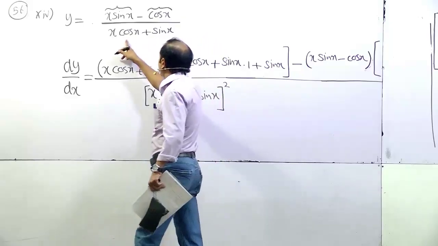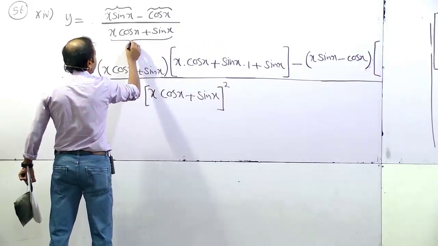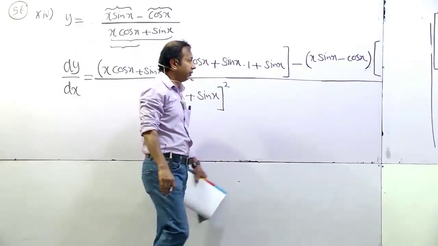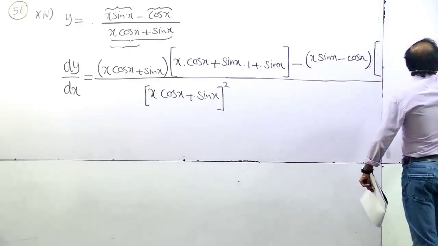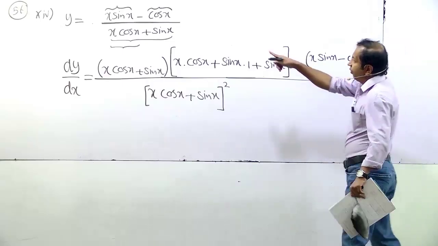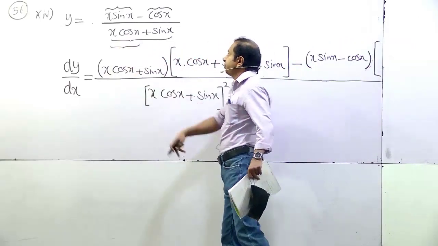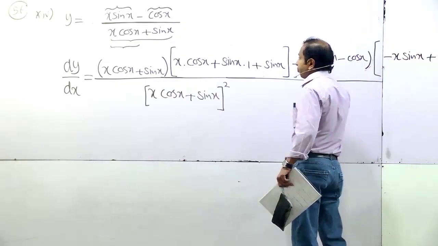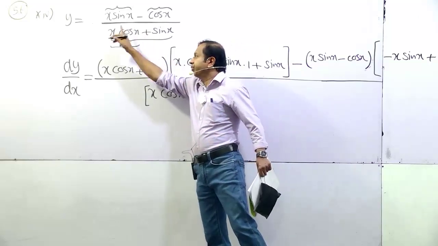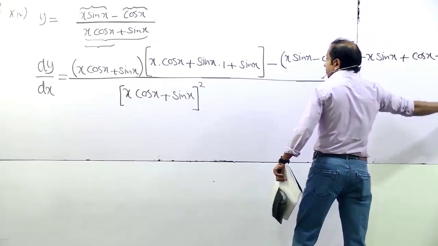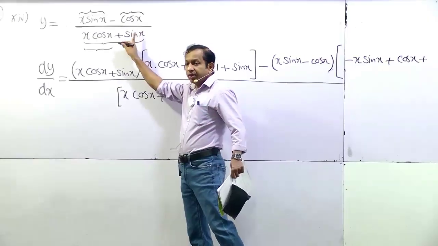Now differentiate this one. How do we differentiate this? x cos x we have to differentiate as a product. Take that. We have to keep this x as the same. Derivative of cos x is minus sin x. Then minus x sin x, plus cos x we have to keep as same. Derivative of x is 1. Cos x into 1 means cos x, plus sin x, derivative is what? Cos x.